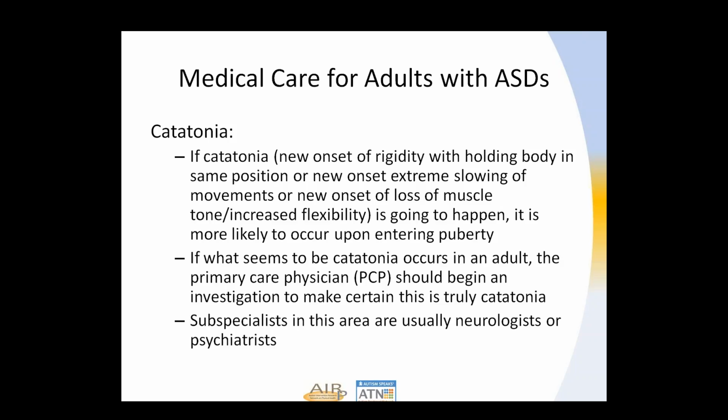Catatonia is a neurologic problem that presents behaviorally with rigidity, holding their body in the same position or having extreme slowing of movements and difficulty moving. It is something that we see in autism more frequently than in typically developing people. And if it's going to happen, it's most likely going to occur about the time that we enter puberty. And I've had several patients who, during their adolescent years, started developing problems with this.